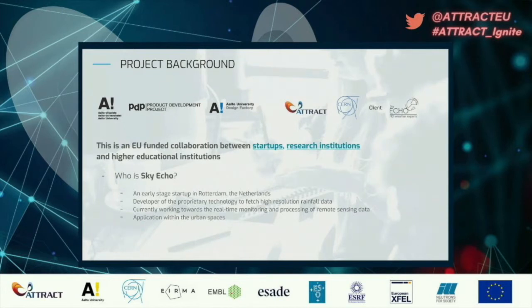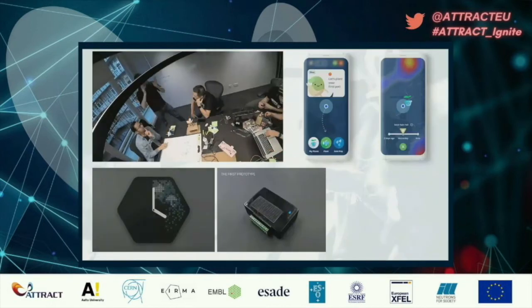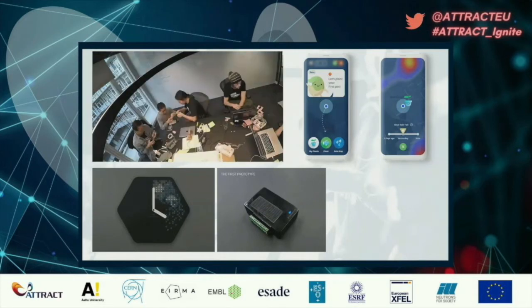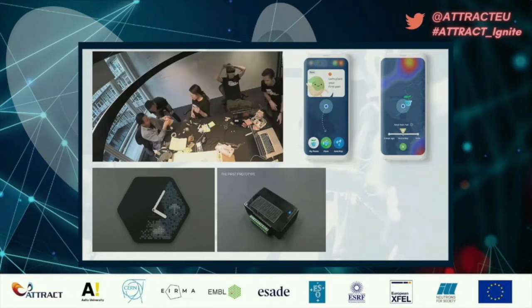As such, the objectives of our project were to, firstly, increase weather awareness, and secondly, to increase weather resilience within cities. And so we came up with several solutions. Through the journey of our project, we prototyped various ideas. We firstly prototyped an embedded hardware device that was able to communicate through Wi-Fi with the rainfall data and trigger certain commands, like the opening and closing of other electrical equipment.